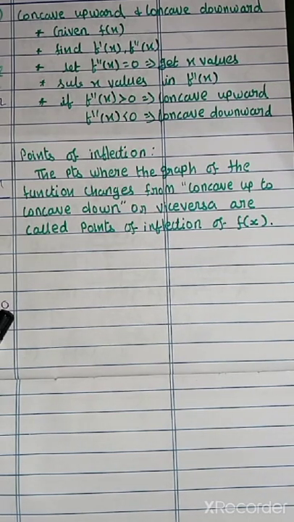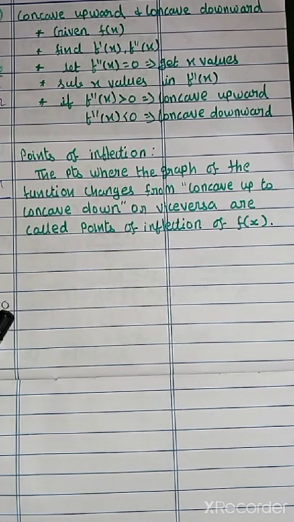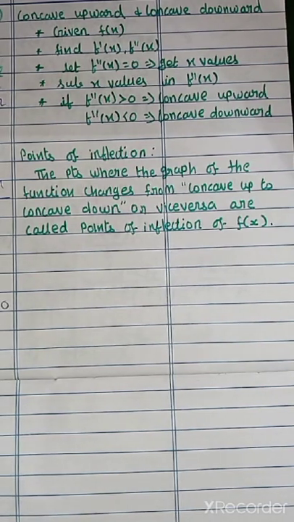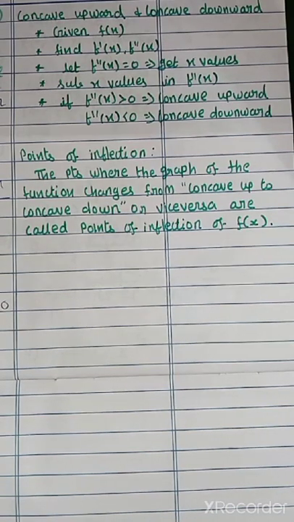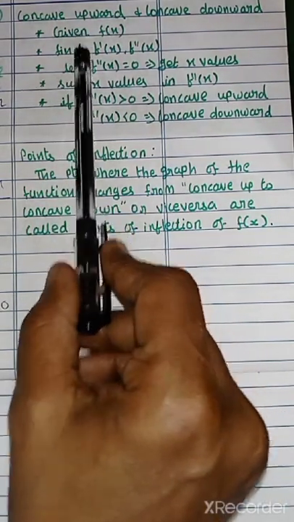Similarly, a graph is said to be concave down at a point if the tangent line at that point lies above the graph. So if it lies above the graph, it is concave down. Below the graph, it is concave up. Now, a problem will be given, and we have to find at what points it is concave upward and concave downward. These are the steps we are going to follow.